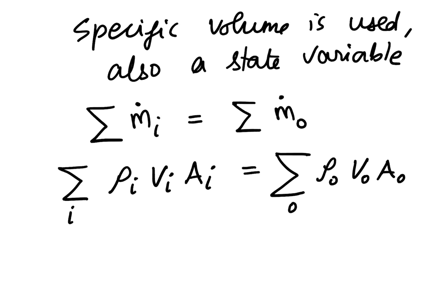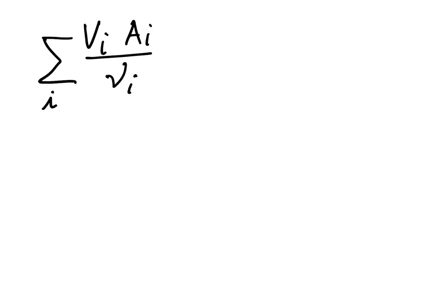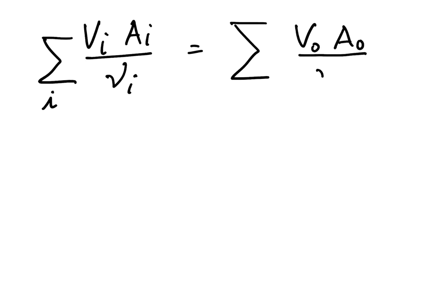Now we do know that specific volume is inverse of density, which we can use now to write the equation as Vi Ai divided by nu i over all the inlets equals Vo, the velocity at the outlet, times Ao divided by nu o over all the outlets of the system.